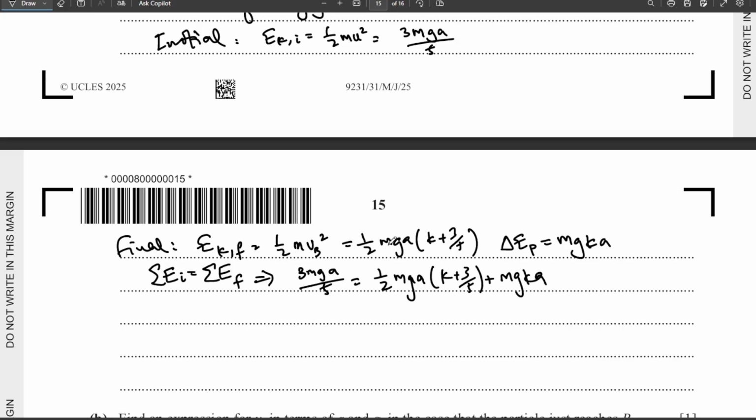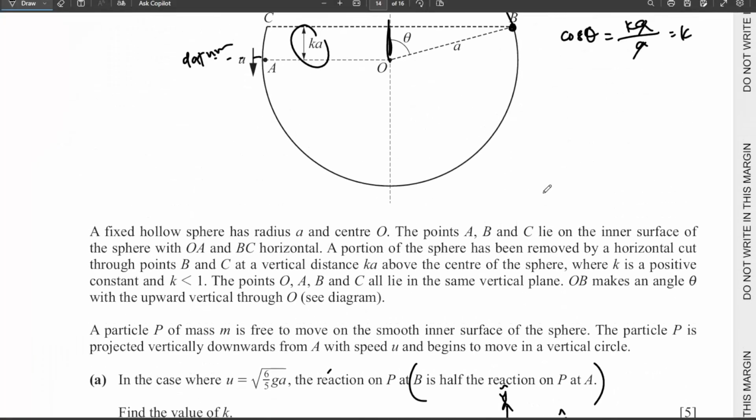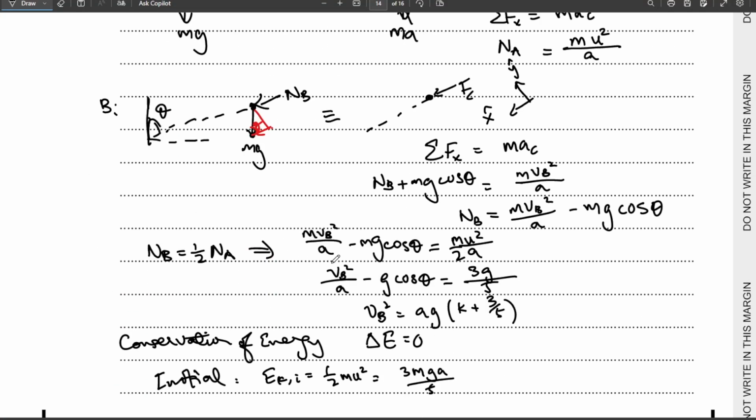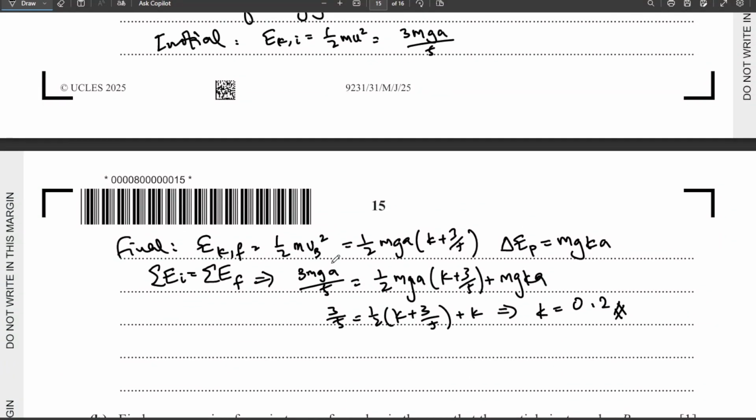From here, it's just a matter of solving for k, because m, g, and a all cancel out, right? So we get rid of the unknown a and also m. We're just left with one unknown, which is k, which is what we want to find. You should be able to get k is 0.2. And I think k is dimensionless, right? It's just a constant. So yeah, this is to find k.